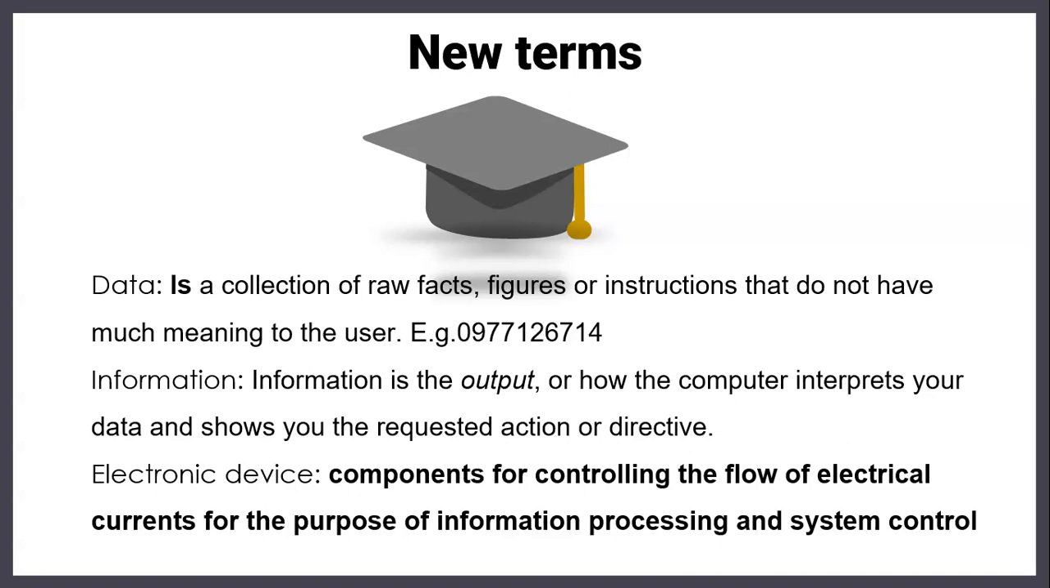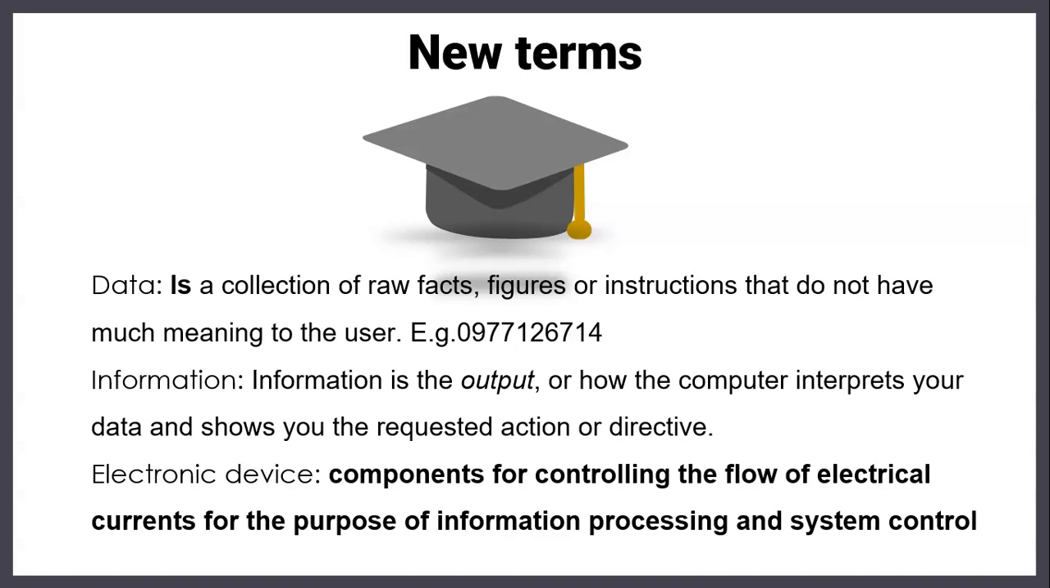That is now information. The word information is the output, what comes out when you add up things. In terms of a computer, it's how the computer interprets data. It shows the requested action or directive. For example, when you are typing on the keyboard, the numbers are not information, but what you see on the screen is.